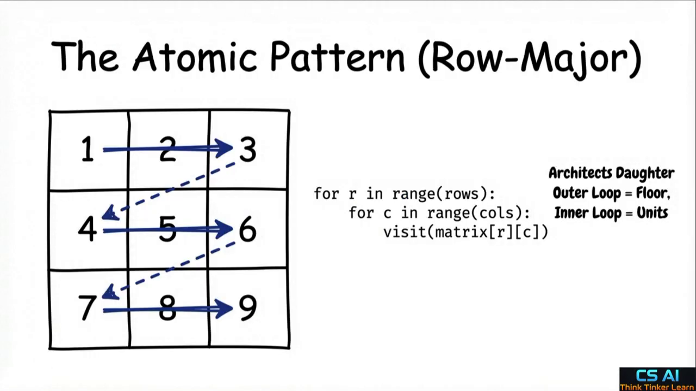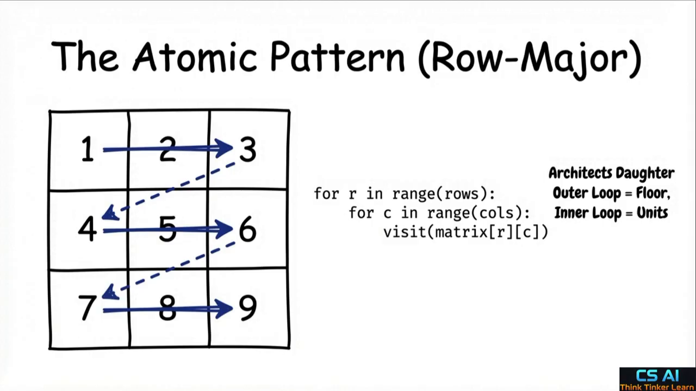Let's look at the atomic pattern of all matrix work. Row major traversal. This is the standard double for loop. Our code is simple. The outer loop iterates through the floors, which are our rows, and for every floor, the inner loop visits every unit, which are columns. Notice the visual flow. We move horizontally across the first row, then zap back to the start of the next row.